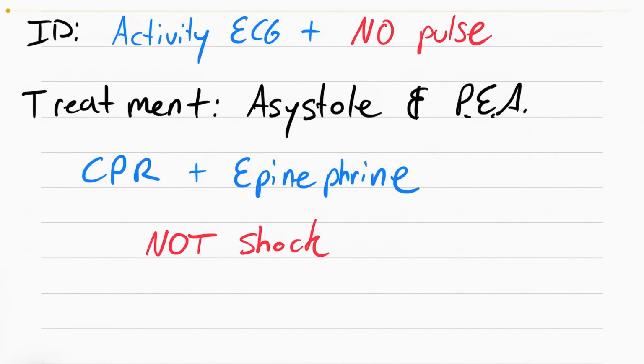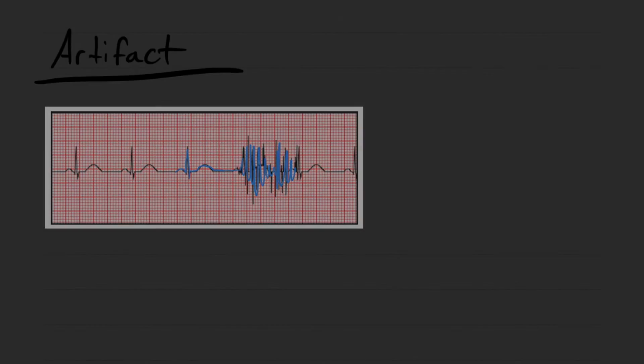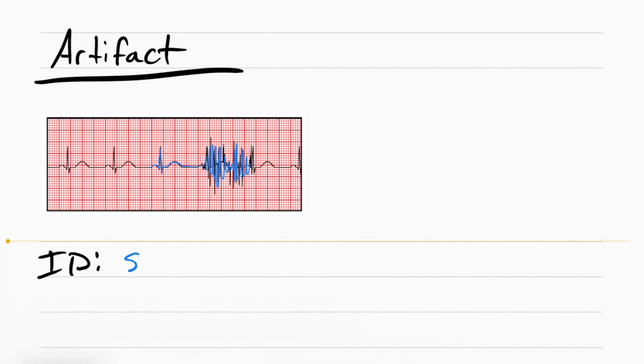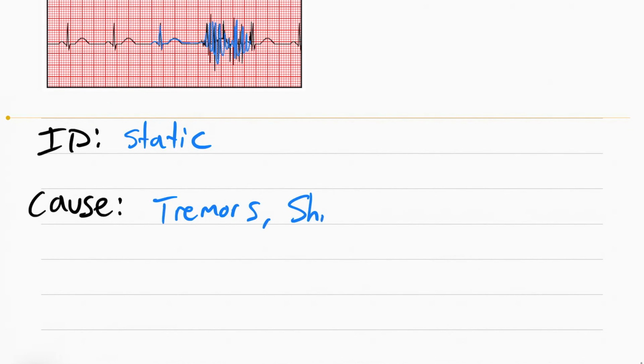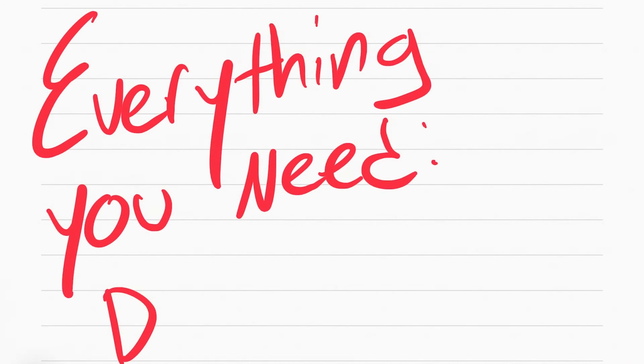The next dysrhythmia is something called artifact. And when we look at the ECG, we see a normal sinus rhythm, but then all of a sudden we see a lot of electrical activity. This is because they're static. Oftentimes because the patient is shaking, they're tremoring, they're shivering. What you want to do is treat the cause, so stop them tremoring, stop them shivering, or you can also reattach the leads. All right, guys, that's everything you need for dysrhythmias.